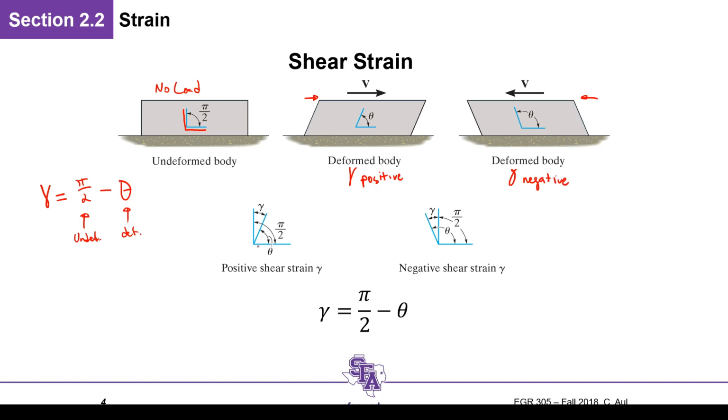Okay, and so I like these illustrations here. This is our new angle, theta, and then the remaining angle from the 90 degrees, that is our gamma. So gamma is typically given in radians, which are dimensionless by nature. It's a measure of angle. So gamma is always given in radians, and it can be positive or negative.